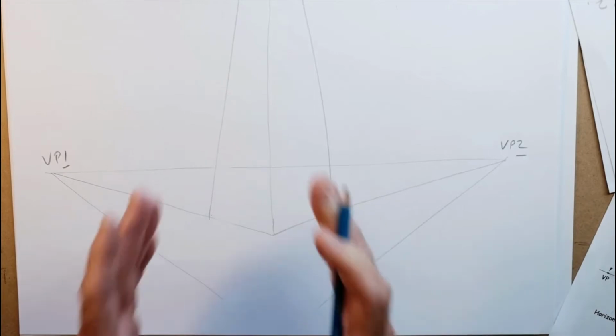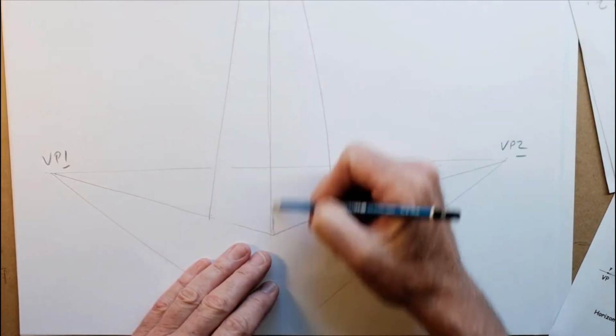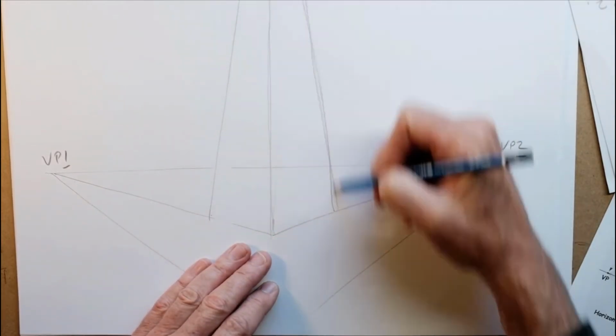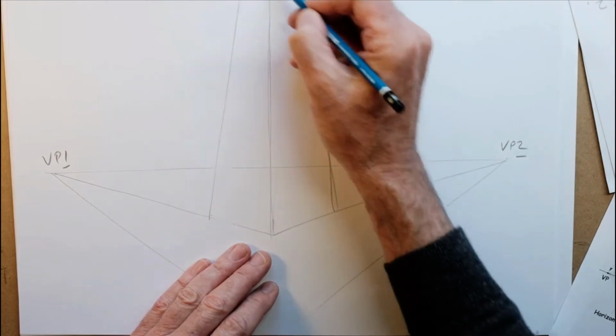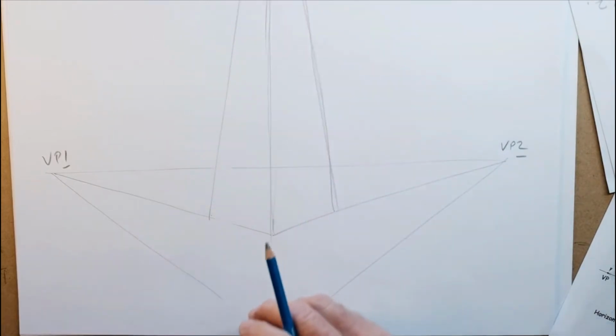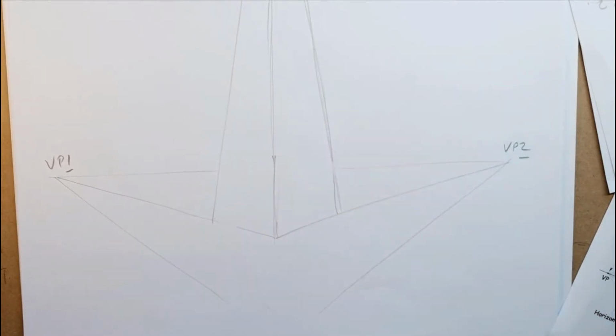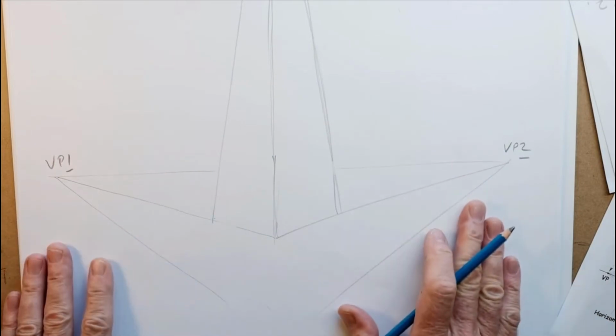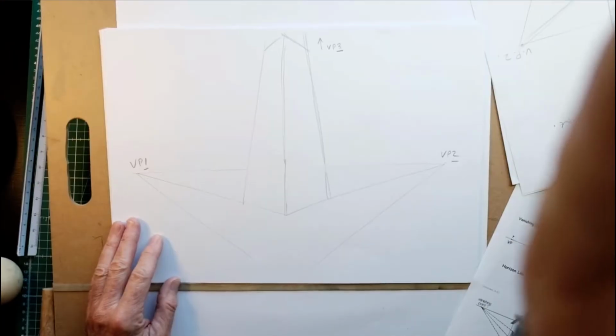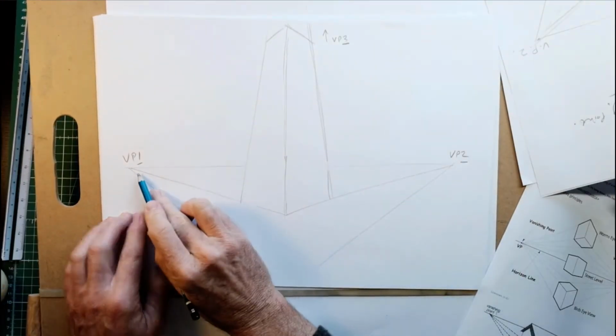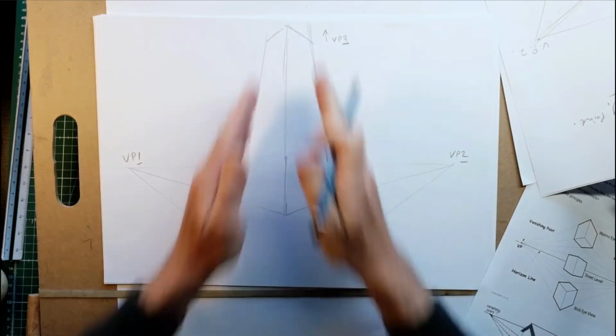Okay, so if you look up, you would see that the top of the building looks closer together than the bottom. Am I right? So this is an example of 3 point perspective. 1, 2, and 3.